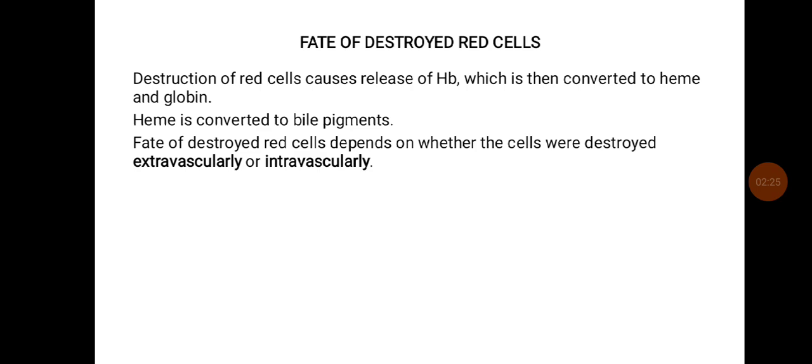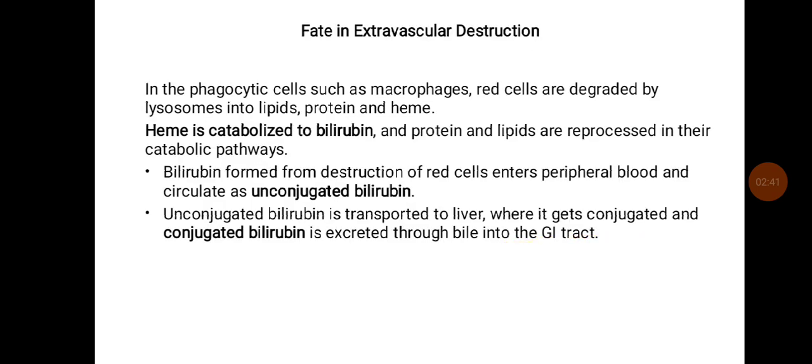Destruction of red cells causes the release of hemoglobin, which is then converted into heme and globin. Heme is converted to bile pigments. The fate of destroyed red cells depends on whether the cells were destroyed extravascularly or intravascularly. In extravascular destruction, in phagocytic cells such as macrophages, red cells are degraded by lysosomes into lipid, protein, and heme. Heme is later catabolized to bilirubin, and the protein and lipids are reprocessed in the catabolic pathways.